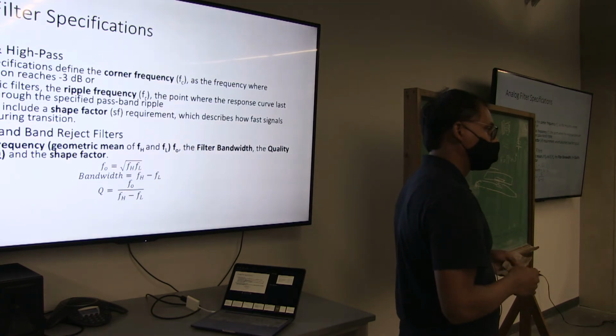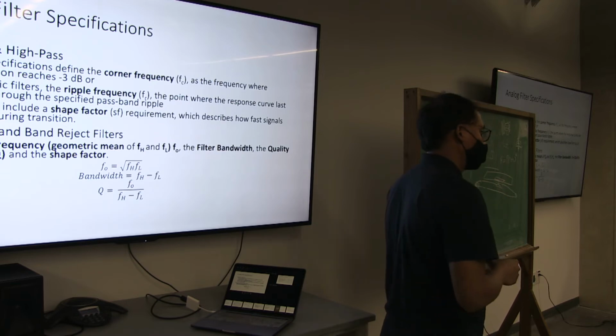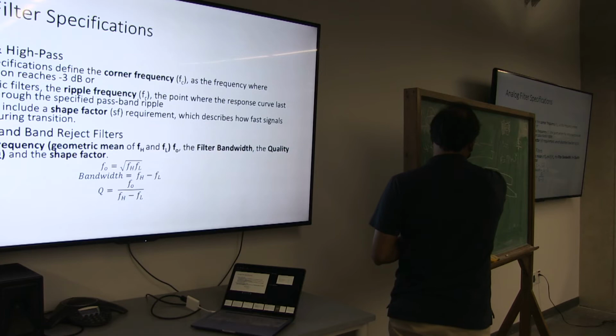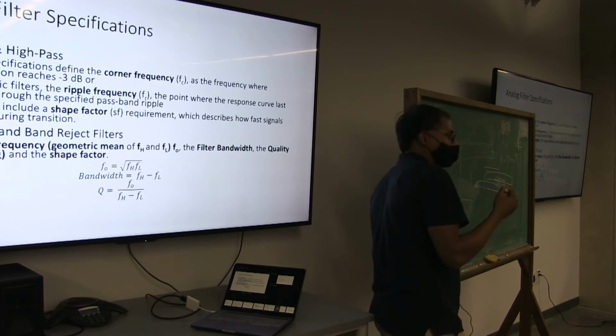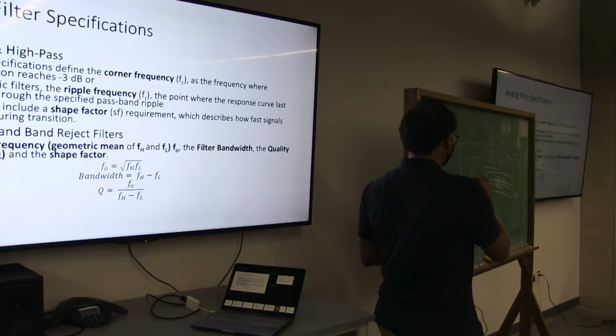It's the sharpness. High Q. So it's the sharpness of the filter. What are other definitions? So this was the skew rate. The skew rate? Yeah. Mm-hmm.